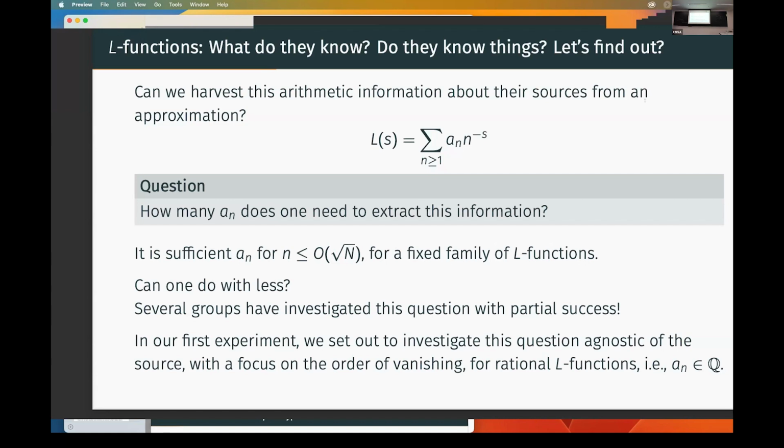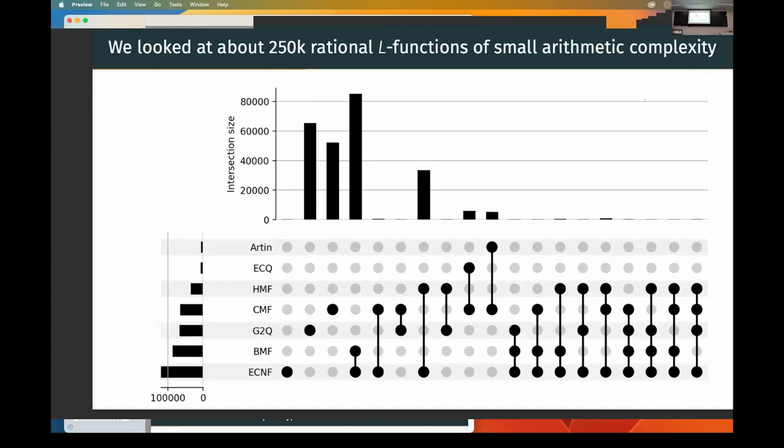In particular, we focused on rational functions. There are some reasons to do that, but in some ways it's a nice class. They're not all L functions because there are too many, but with rational ones you have a nice data set that you can look at. So let me first tell you about our data set. We just took 250,000 L functions from the database with small arithmetic complexity.